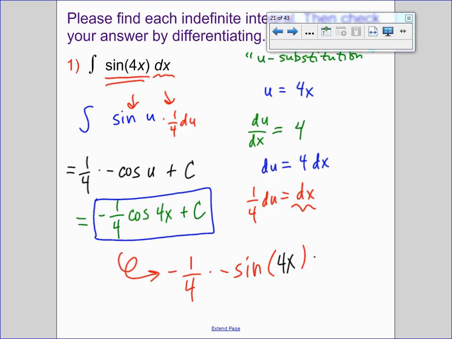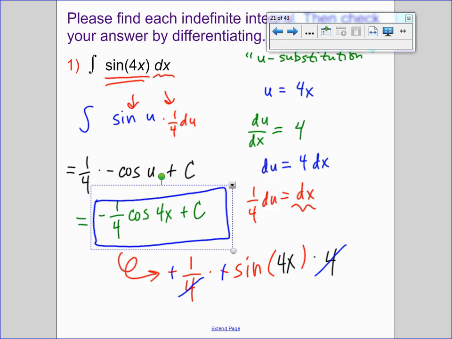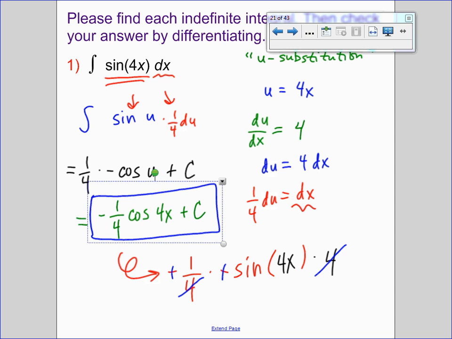So what's the derivative of the angle? 4. If I look at simplifying this, I get negative times negative, that is a positive. 1/4 times 4 is 1, and I get sine of 4x, my original integrand. And so we've checked our answer by differentiating, and we see that we have in fact found an antiderivative. We've got that box in blue, right? Awesome. Now, that takes a while.